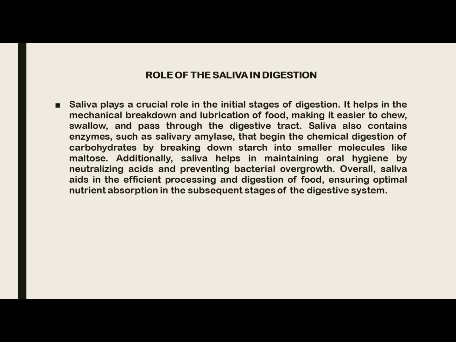Role of the saliva in digestion. Saliva plays a crucial role in the initial stage of digestion. It helps in the mechanical breakdown and lubrication of food, making it easier to chew, swallow, and pass through the digestive tract. Additionally, saliva helps in maintaining oral hygiene by neutralizing acid and preventing bacterial overgrowth. Overall, saliva aids in the efficient processing and digestion of food.